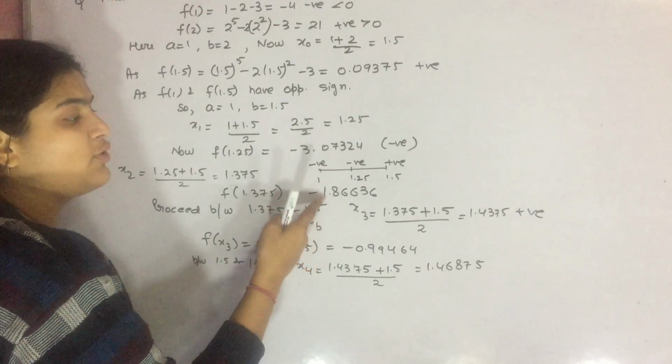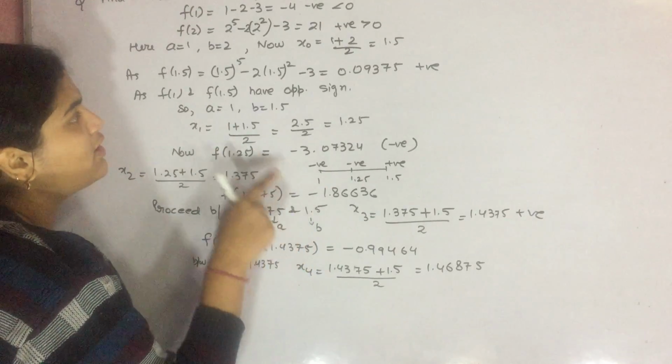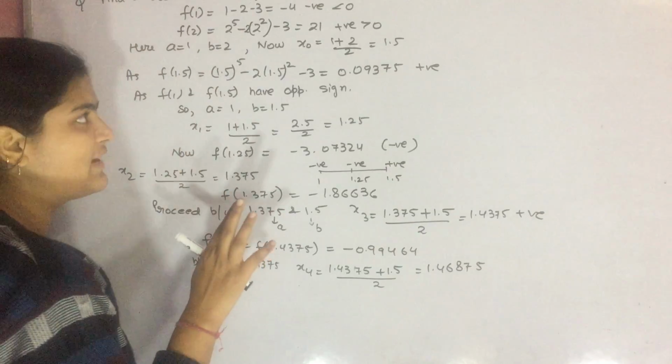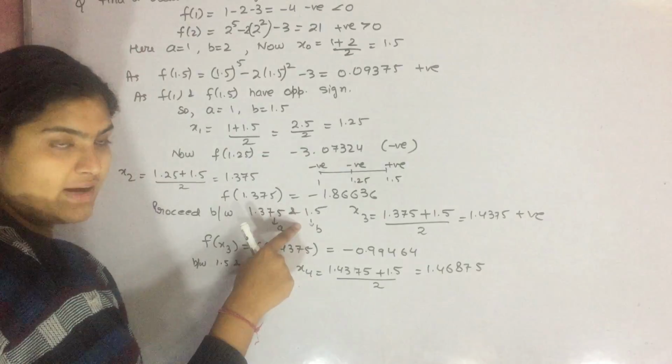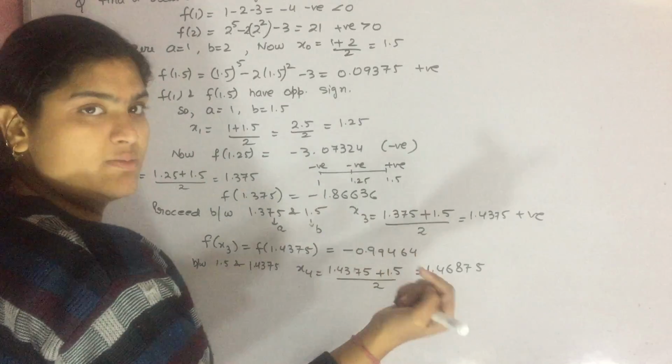That means again you have to pair it up with a positive number. Your positive value till now is again 1.5. So your a is this value and b is 1.5. Again find (a plus b) by 2.